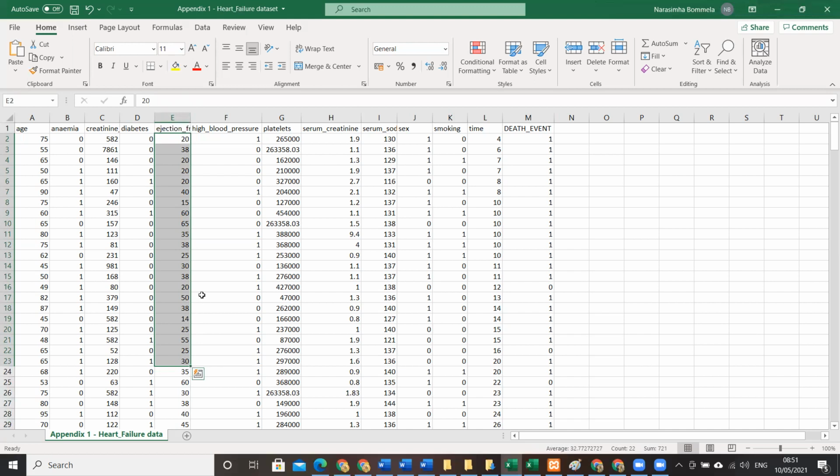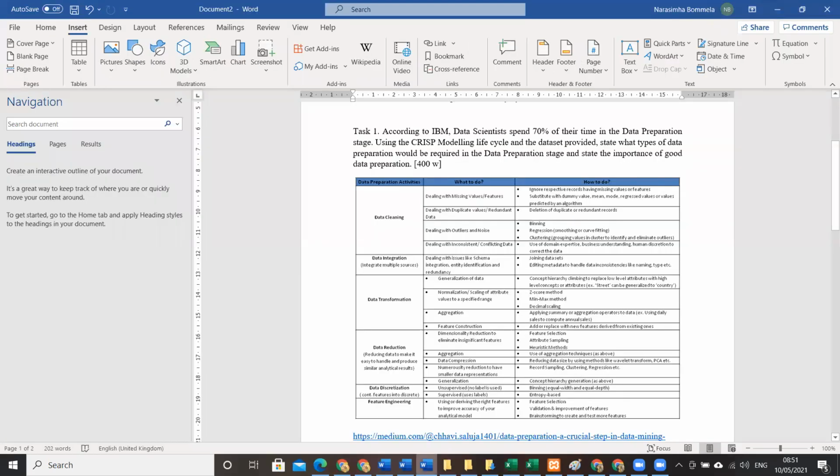We are supposed to format the data. So there are a lot of activities that we perform. That is a simple example that I mentioned. So what I want you to do is try to understand this concept, and how these steps can be used in preparing data should be explained.